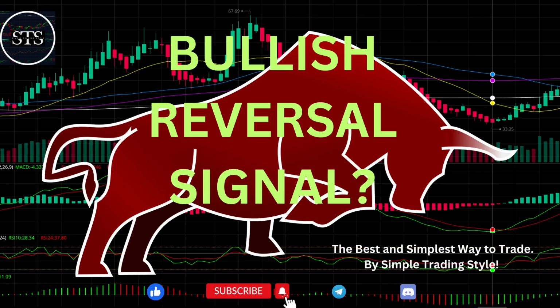Hello everyone, welcome to Simple Trading Style, and today we are going to talk about the monthly stock market update, and we will figure out is it a bullish reversal signal, bullish trend, or still bearish, what's going on with the stock market world. Let's move to TradingView, and we will do a review.